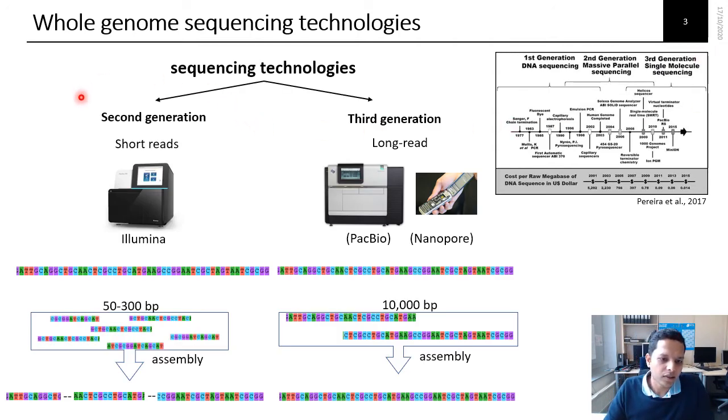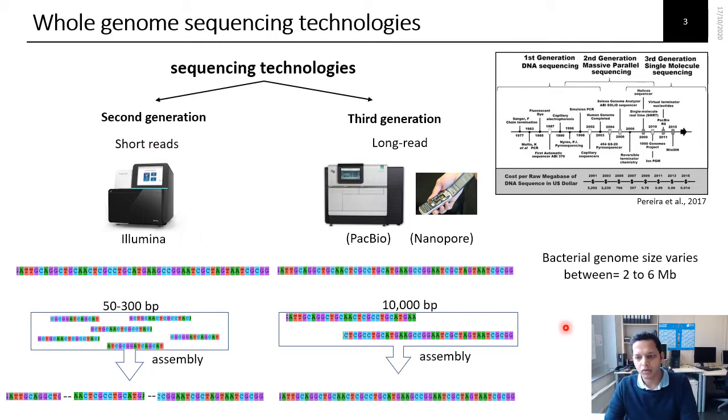The second generation sequencing technology, mostly carried out by Illumina, comprises short reads. As you must know, bacterial genomes vary between 2 to 6 MB. This genome is fragmented and these fragments get sequenced to identify their nucleotide sequence. These fragments are 50 to 300 base pairs, and once we sequence them in a massively parallel way, for example one sequence gets sequenced hundreds of times, we then have to reassemble these fragments in order to reconstruct our bacterial genome.